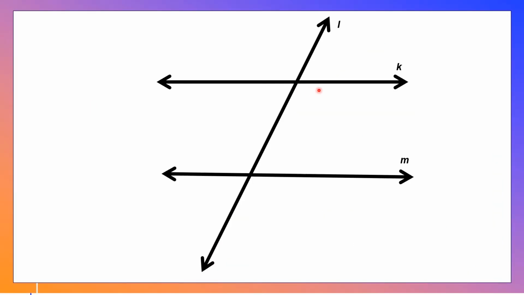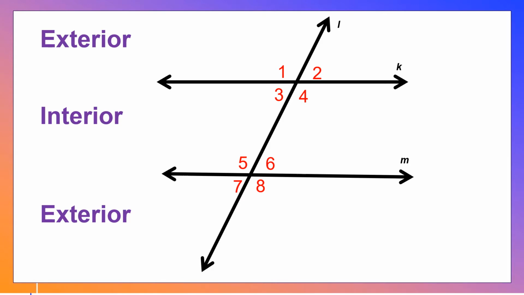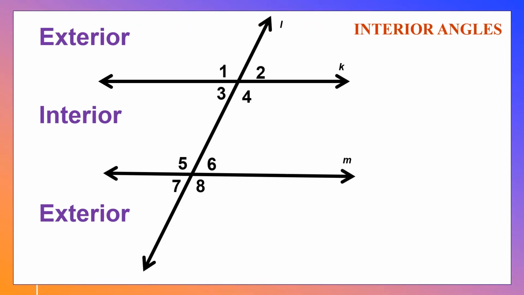Line K and line M are parallel lines cut by a transversal line L. 8 angles are formed. We have exterior and interior angles. Interior angles are the angles formed in between the parallel lines. So we have angle 3, angle 4, angle 5, angle 6. So these are the interior angles.